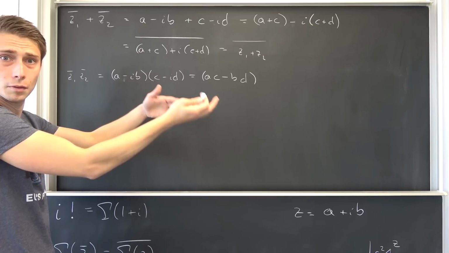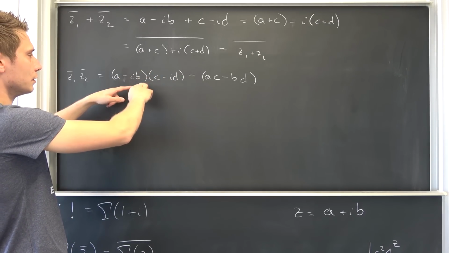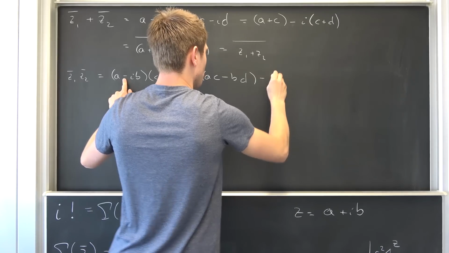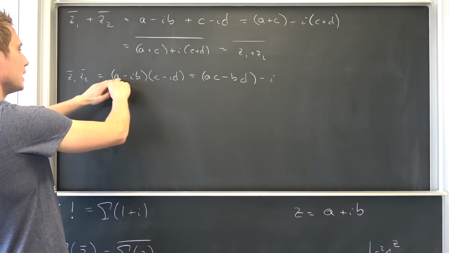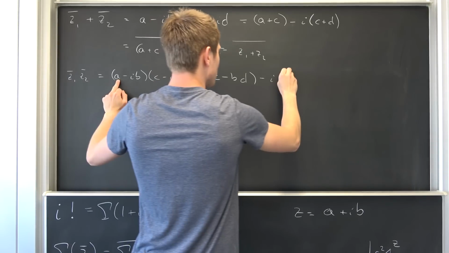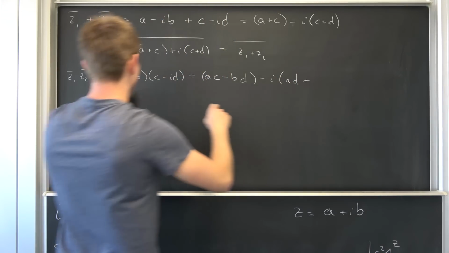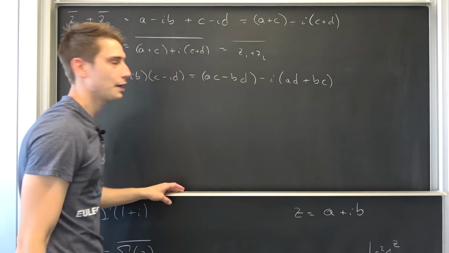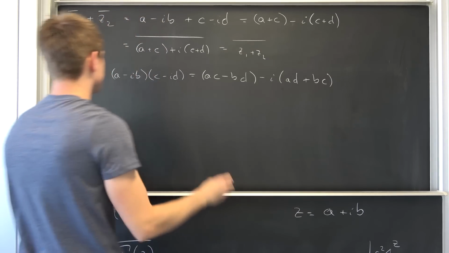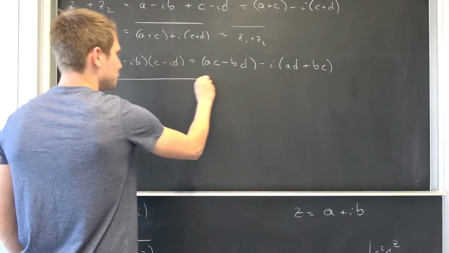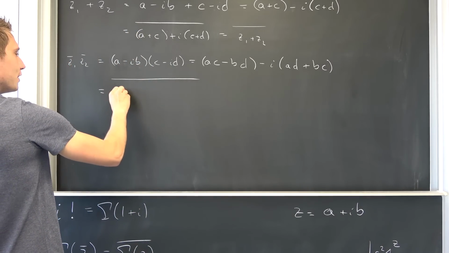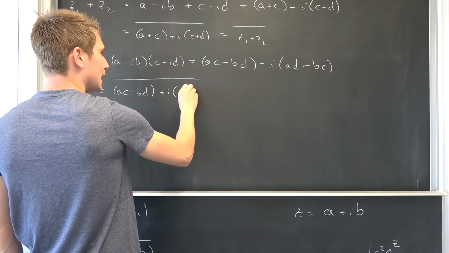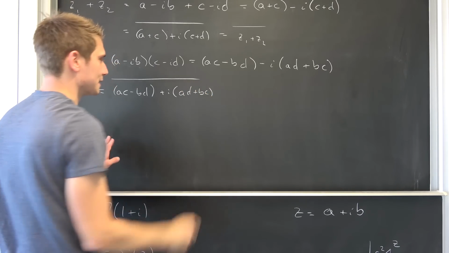Now we can move on and actually collect our imaginary parts. So we are going to have negative I on all those terms. I hope you can see where this comes from. Then we are going to have a times d plus b times c. Now, this thing right here is actually nothing but the huge complex conjugate of a times c minus b times d plus I times a times d plus b times c.